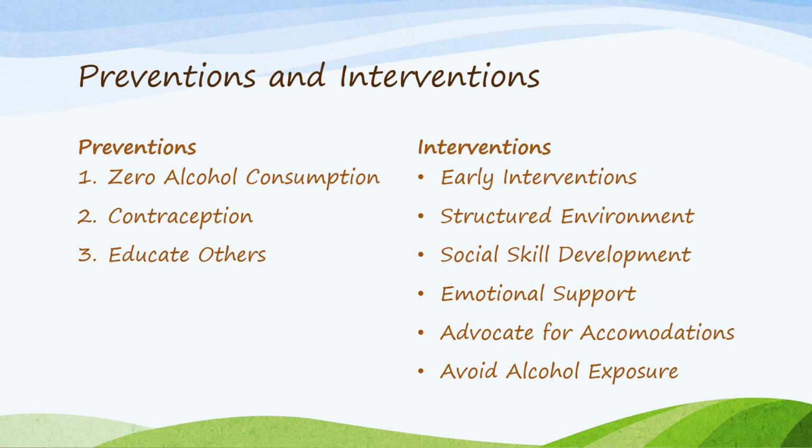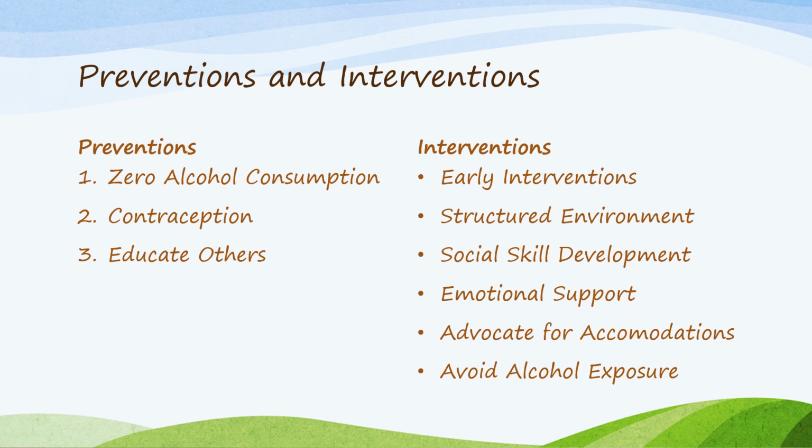Social skills development. Social training. Teach social skills, appropriate behavior, and communication techniques. Role playing. Practice social scenarios through role playing. Number 5, emotional support. Be patient. Understand that individuals with FAS may struggle with emotions. Offer patience and reassurance. Positive reinforcement, praise achievements and efforts, encourage self-esteem.